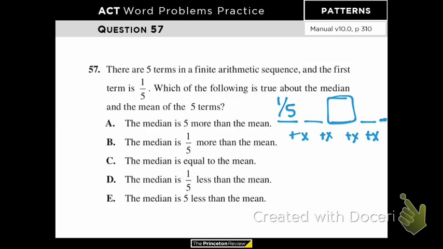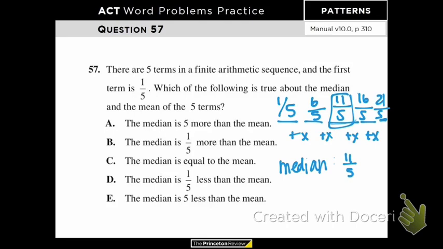So they just added 1 each time, but they kept it in fraction form. So if you're adding 1, that's like you're adding 5/5, right? So they got 6/5 and then 11/5, 16/5, and then 21/5. And so we said this is going to be the median. It's the middle number, so 11/5.